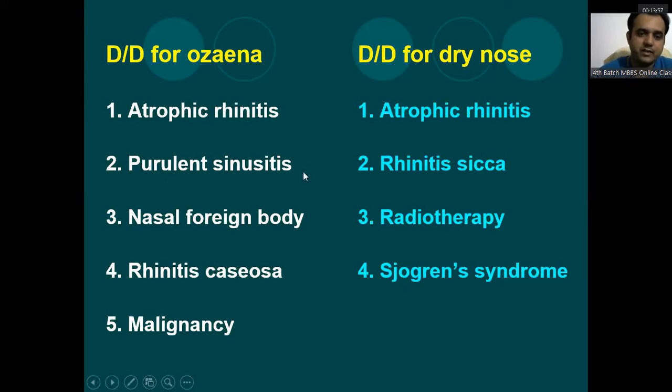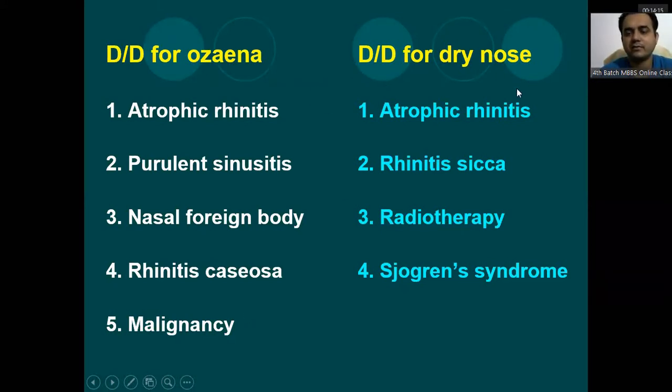And purulent sinusitis, especially the discharge is greenish and yellowish too, just like in ozaena, and there is the foul smell too, right? But there are no crusts, and so that is how you can differentiate. And in malignancy, obviously there is a foul smell and there is discharge.